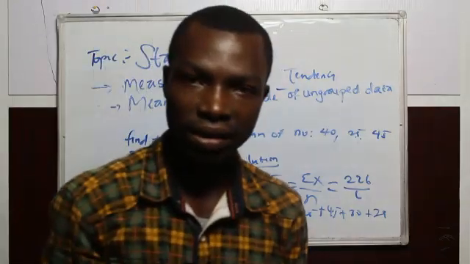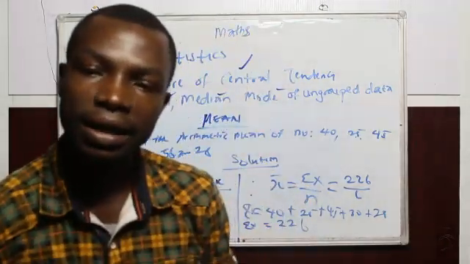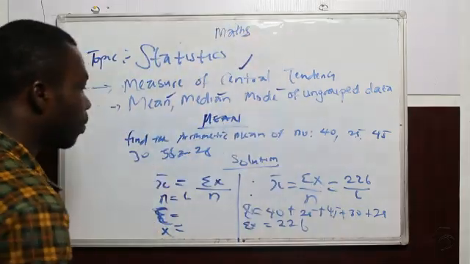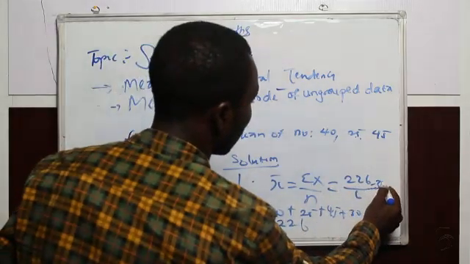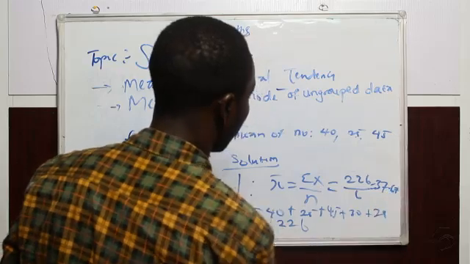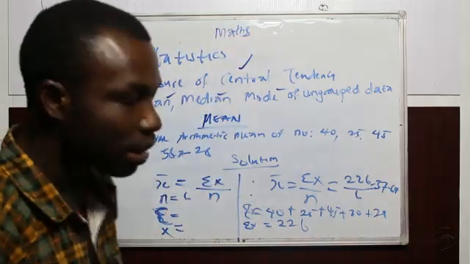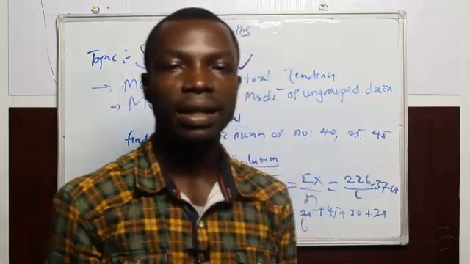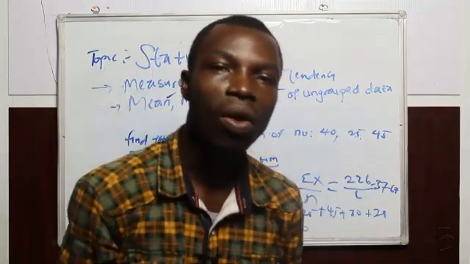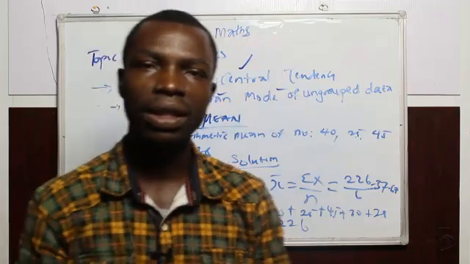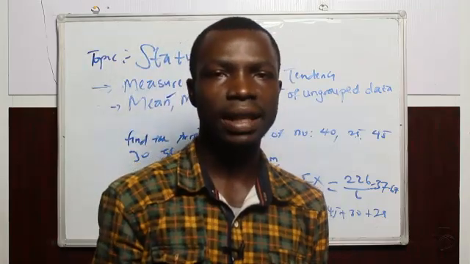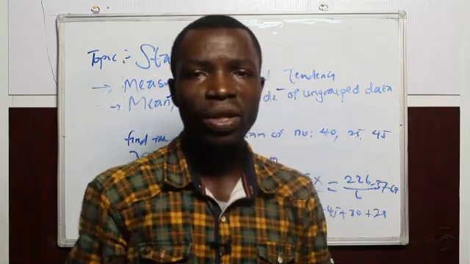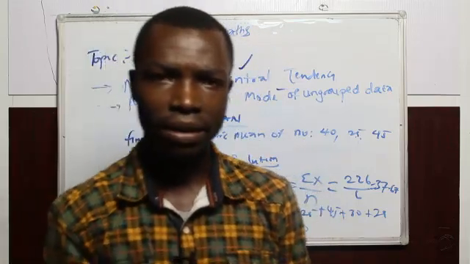226 over 6. Check your calculator. The answer is 37.67. The arithmetic mean is 37.67. That is, we sum all the items, then we divide by the number of items, and we get our arithmetic mean. Therefore, this is how we can calculate mean.